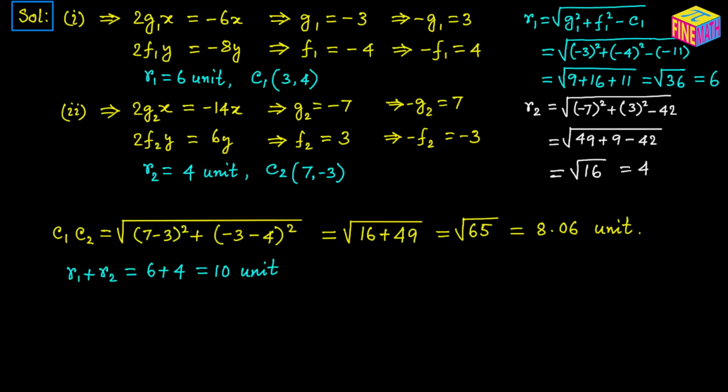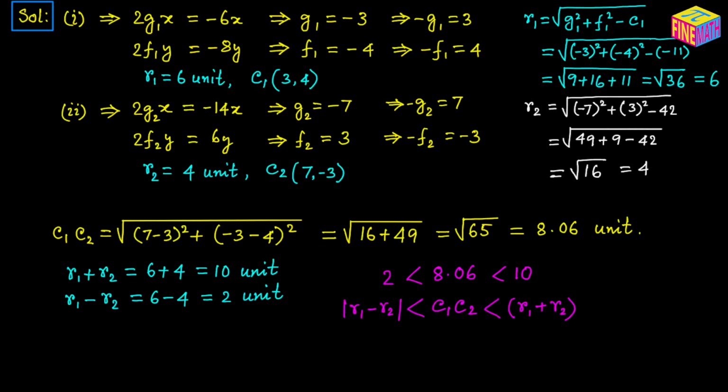Now let's see the sum of the radii. R sub 1 plus R sub 2 is equal to 6 plus 4, that is equal to 10 unit. And also let's see the difference of the radii. R sub 1 minus R sub 2 is equal to 2 unit. And here we can clearly see that 8.06 is actually greater than 2 but less than 10. That means the distance between the centers is actually greater than the difference of the radii but less than the sum of the radii.